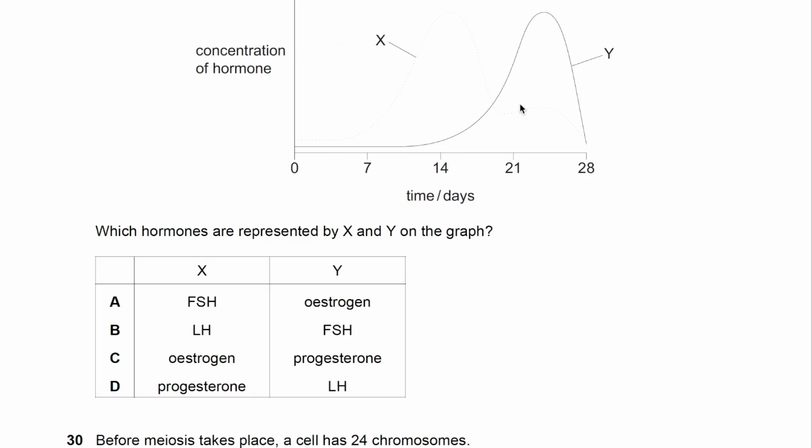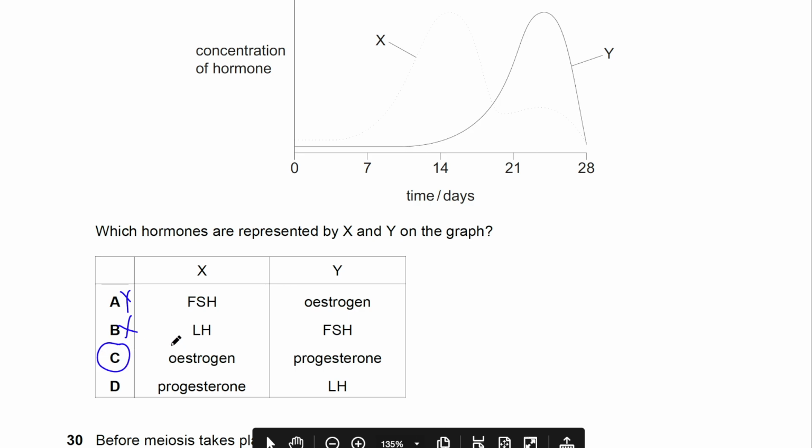So if we go back, we exclude A as we mentioned, and we exclude B. So X should be estrogen as I showed you. Then Y is progesterone. D, progesterone, no, it's wrong. So the right answer for this question is C.